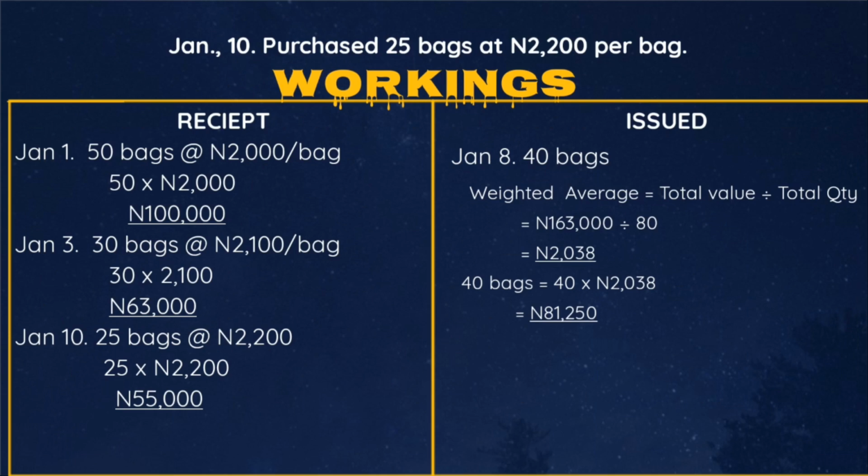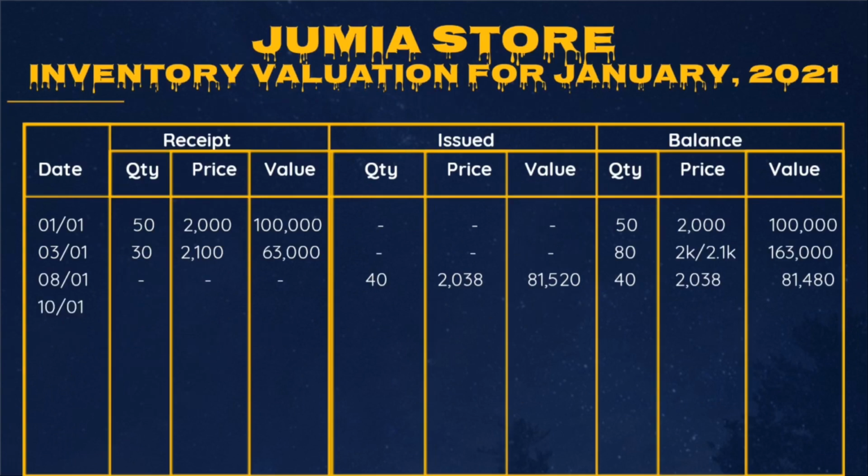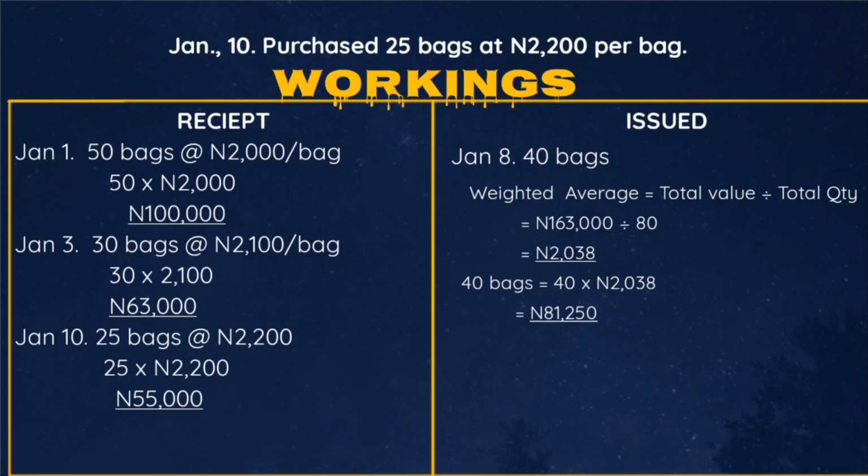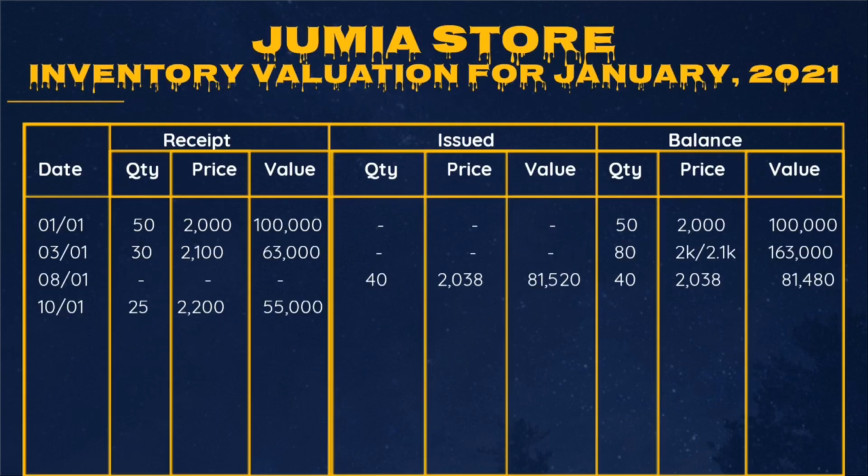Let's go back to our inventory account. The date, January 10, that is 10/01. The quantity is 25, the price 2,200, and the value is 55,000 naira. Under the issue, we don't have information, so that will be dash dash dash. While under the balance, the quantity will be 40 plus the 25 we are receiving now, that will give us 65.